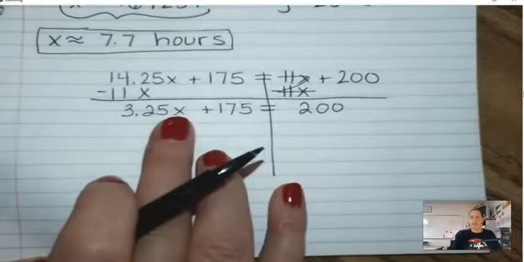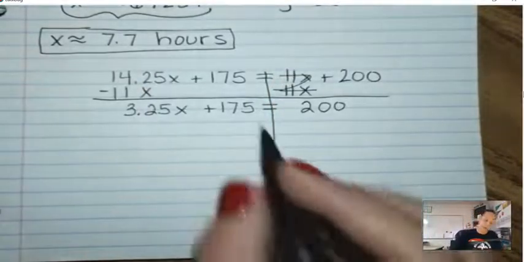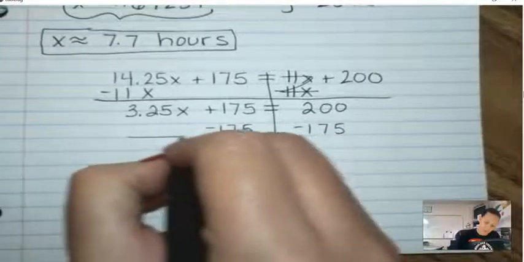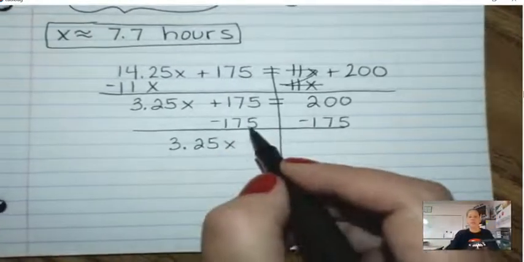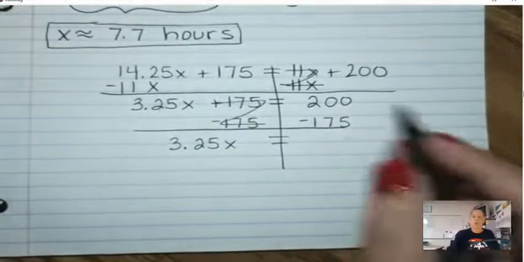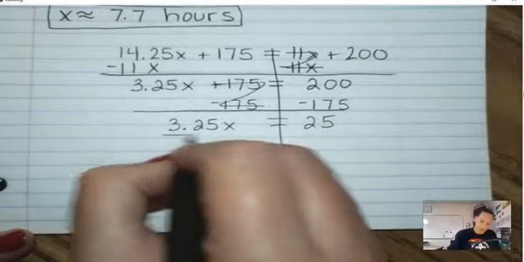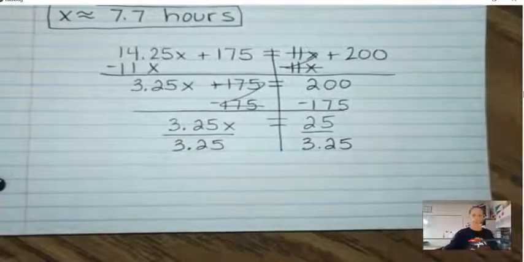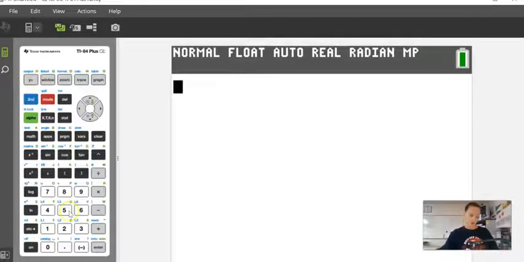Look at the side that has the x. Get rid of the constant, so get rid of the other term. To get rid of a positive 175, subtract 175. 175 minus 175 is 0. 200 take away 175 is 25. And then the last step is to divide by 3.25. So when you do that, we'll end up with 25 divided by 3.25.